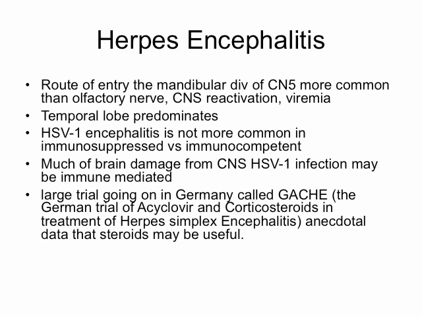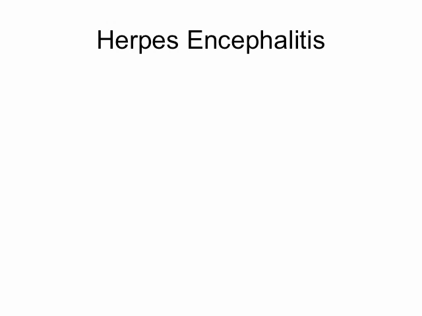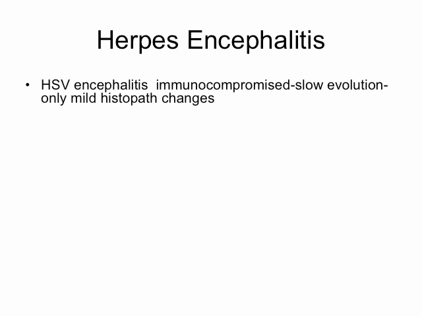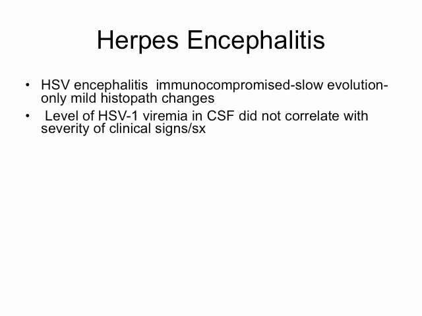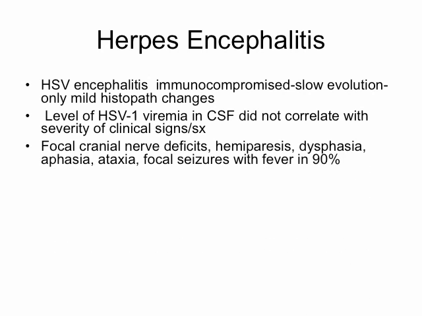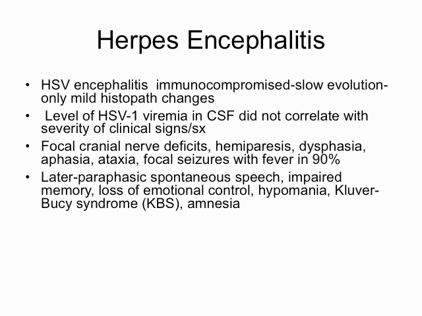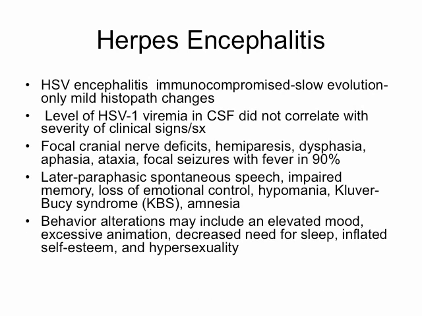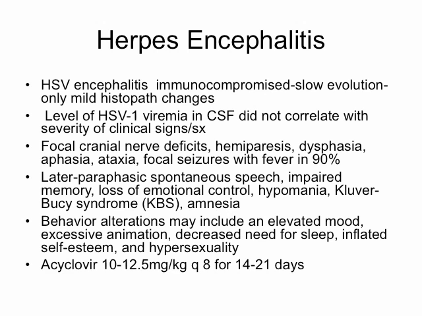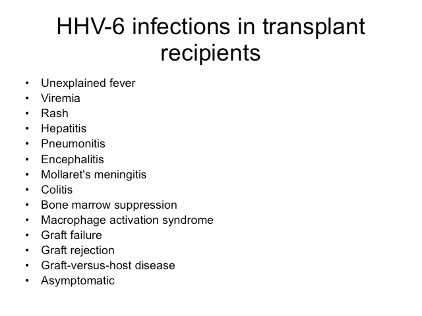So Germany is doing a trial trying to see if giving steroids will improve the outcome in addition to antivirals. The encephalitis is a slow evolution in the immunocompromised. The viremia did not correlate with the severity. You get all kinds of focal deficits. You can have weird things like emotional control, Kluver-Bucy syndrome, amnesia, and then the sexual inappropriate behavior, hypersexuality. All these things can occur with the temporal lobe involvement, and the treatment is high-dose acyclovir for 14 to 21 days.